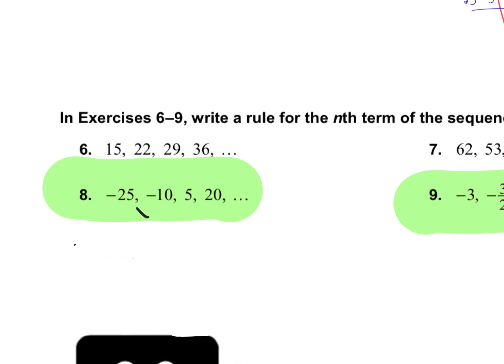You guys have a calculator. How do I get from negative 25 to negative 10? Adding what? 15. How do I get from negative 10 to 5? Add 15. How do I get from 5 to 20? Add 15. So in this case, we have an arithmetic function because we're adding or subtracting the same number.